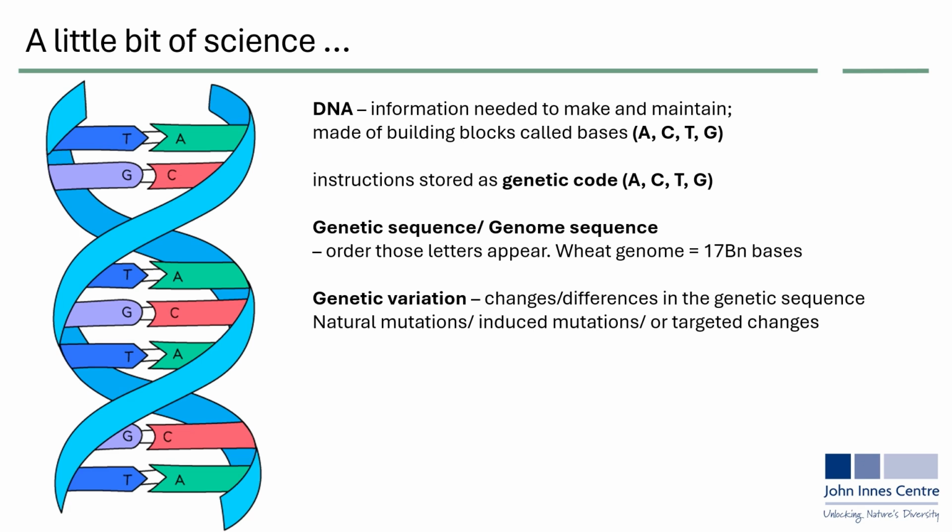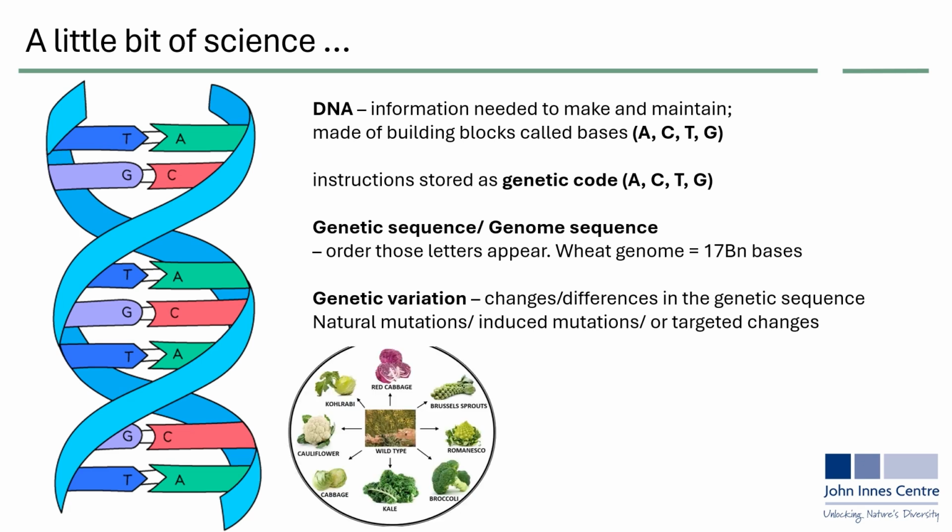It can just be deletion of a few bases or just the changeover in the order in which bases occur. That genetic variation can be a result of natural mutations. It's the basis of all evolution. And this is what plant breeders have been looking at for centuries. They look for mutations or changes in the order of letters that gave rise to different traits.